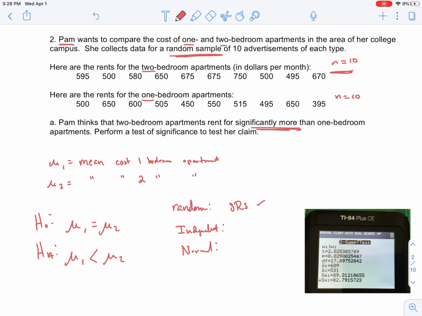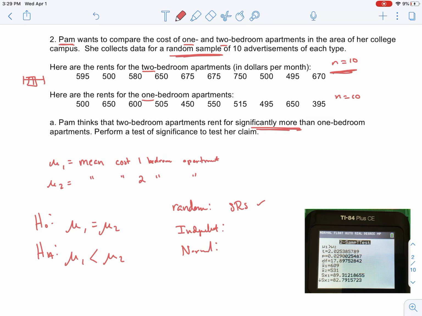Normally distributed, well, 10 is less than 30, so central limit theorem doesn't quite apply here. I would have to actually look at the distributions. I would have to actually make a box plot or a histogram and check for skewness or outliers.